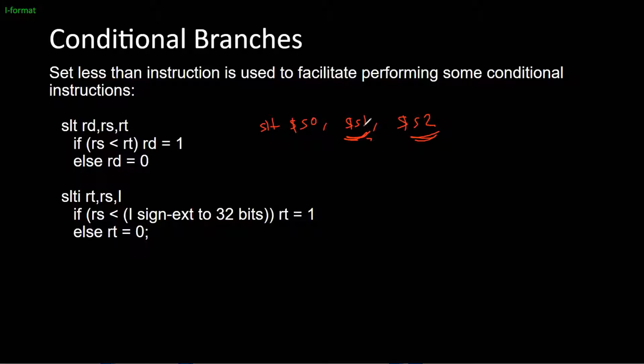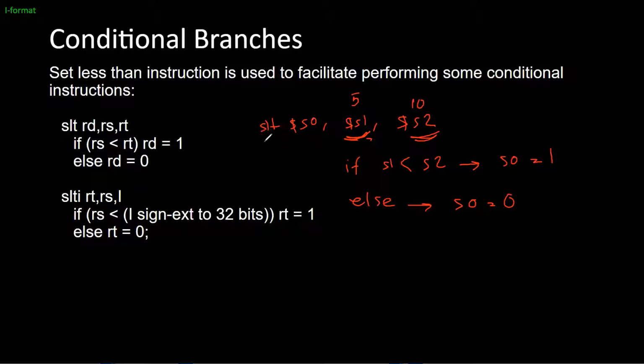So it's going to check if S1 is less than S2. Let's say there is 5 and then there is 10. If 5 is less than 10, so if it is true, then S0 is going to be 1. So if S1 is less than S2, then S0 is equal to 1. It's just a flag, kind of. It's only going to become 1. Else, S0 is going to be 0.